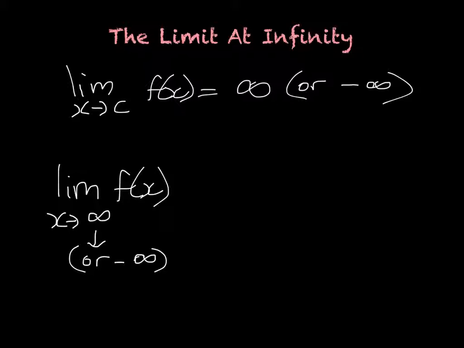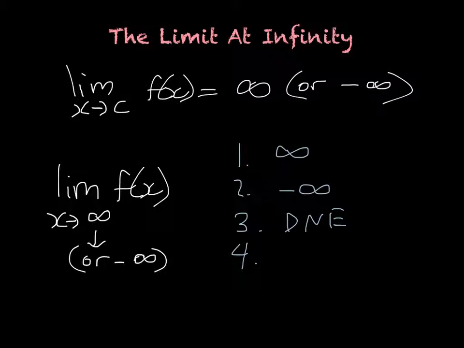In these cases, a few things can occur. First, the limit can be infinity. The limit can be negative infinity. The limit can not exist. Or the limit can approach a constant value.